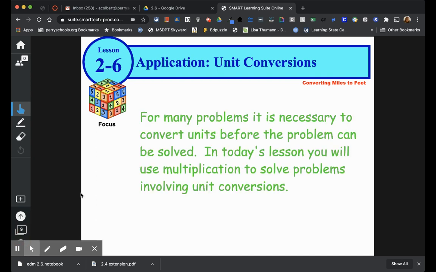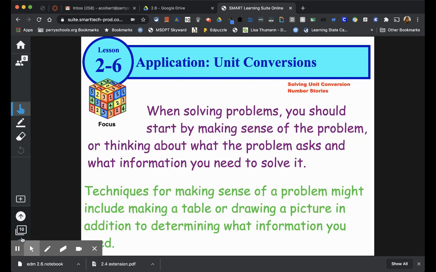So for some problems, it's necessary to convert units before the problem can even be solved. In today's lesson, you're going to use multiplication to solve problems involving those unit conversions. So something to remember is when solving problems, you should start by making sense of the problem, or thinking about what the problem is asking you and what information you need in order to solve it. There are techniques for making sense of a problem, and they might include making a table or drawing a picture in addition to determining what information you need.